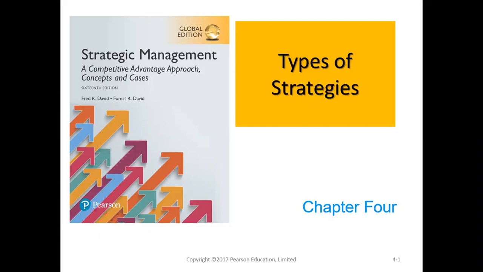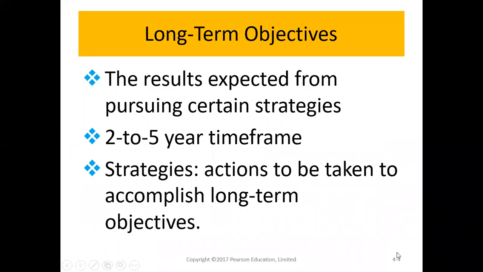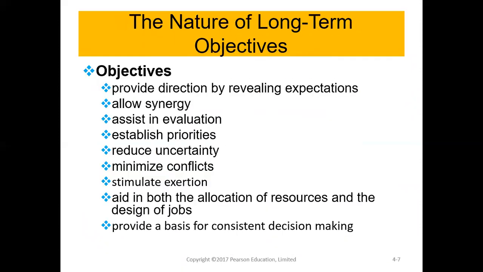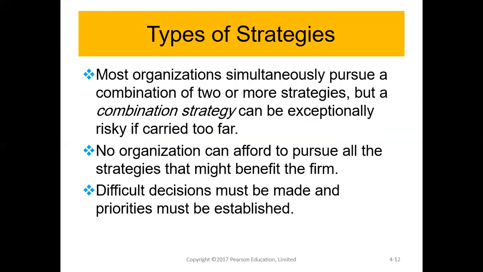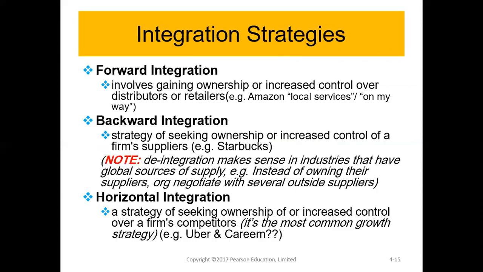Let's get started. As you remember, last time we started a new chapter, which is about the types of different strategies that an organization can apply, and we have gone through different definitions of long-term objectives, and then we started at the characteristics, and then we differentiated between financial versus strategic. I'm skimming this very quickly because you have already talked about it a lot in class. And we have started our first type of strategy, which is called integration strategy, if you remember.